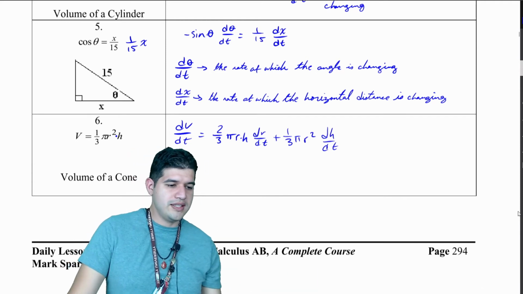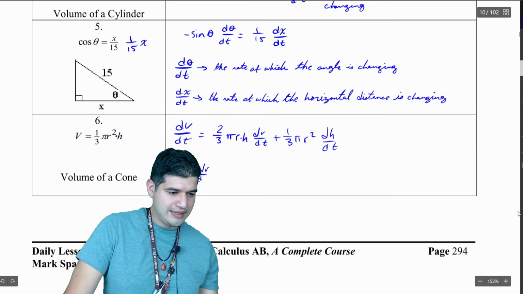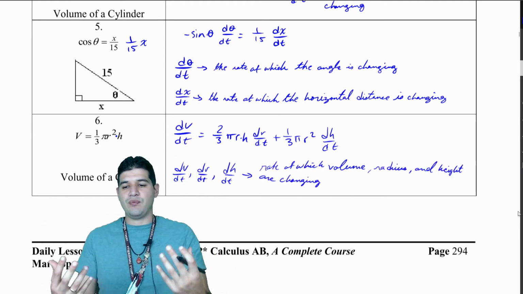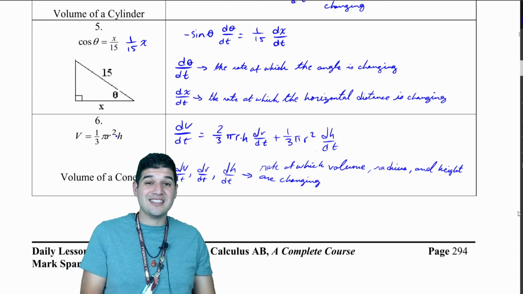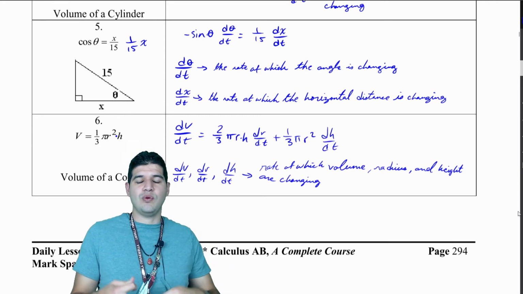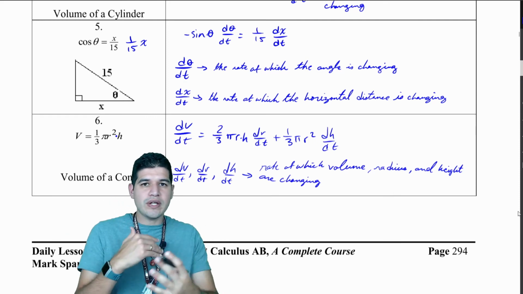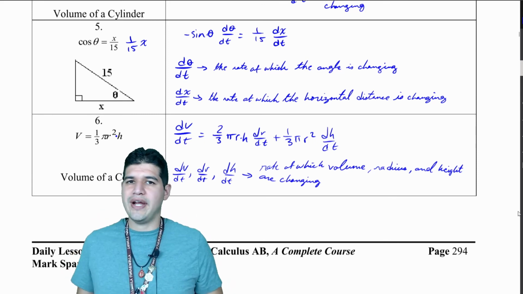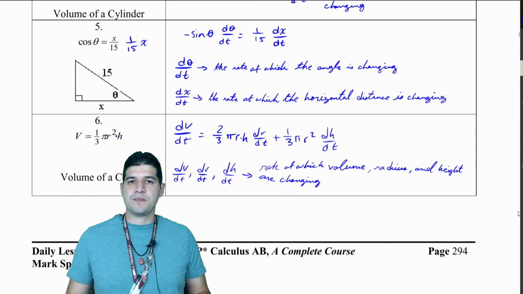So what do all of these mean? We've got dV/dt, we've got dr/dt, and we have dh/dt. Well, just like you've seen from all of the other examples above, we're looking at the rate at which the volume is changing, the rate at which the radius is changing, the rate at which the height is changing with respect to time. So if all three of those things are changing, we can see what the particular radius is, we can see what the particular rates are, and we just need to solve for these very simple formulas from there.